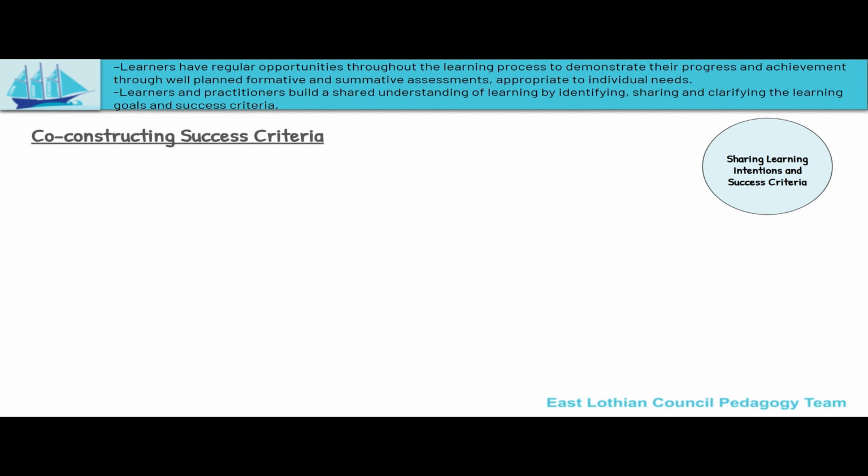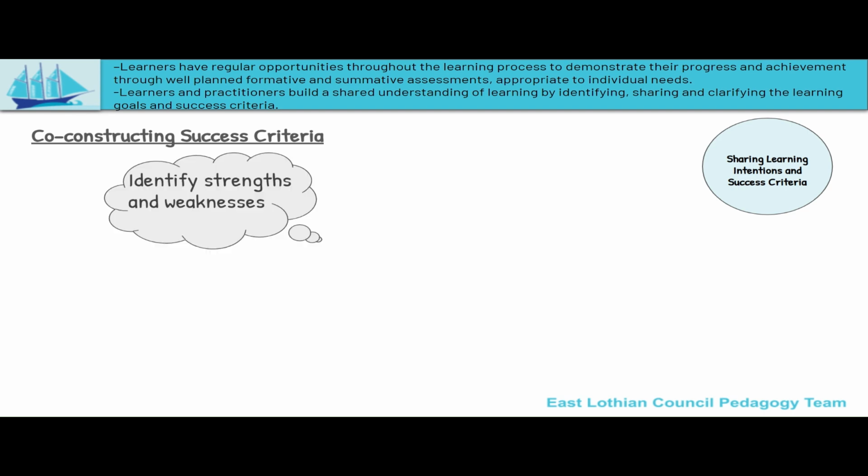William and Clark both also value the importance of co-constructing the success criteria together with learners. Research shows that by involving learners in discussions about what a successful piece of learning looks like, there is a greater possibility that learners will apply the criteria to their own learning. So how can we co-construct success criteria with our learners?